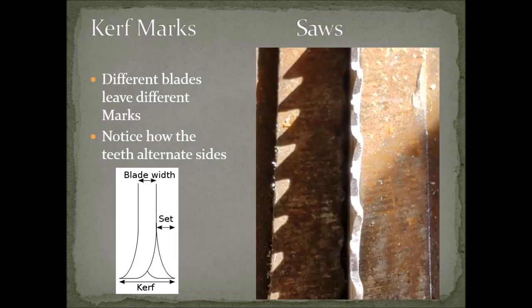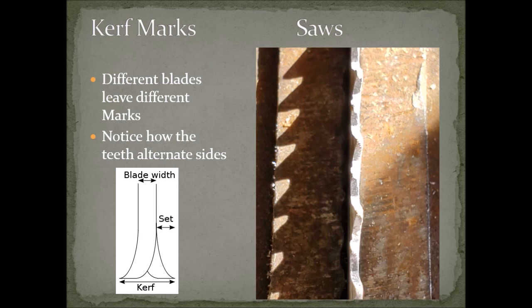Conversely, different blades leave different marks. Saws are a very different animal. Here on the left-hand side, I'm going to draw your attention to this picture first. Here's a close-up of the saw blade. Luckily, the sun was hitting it at the side, so the side of my vise shows you what the saw looks like from the side.